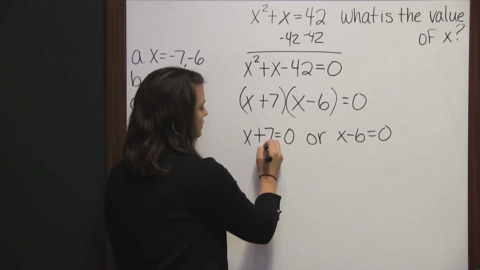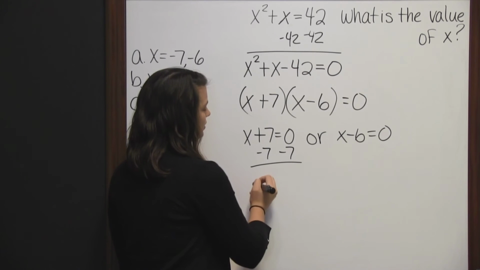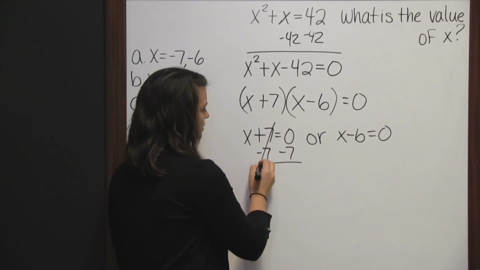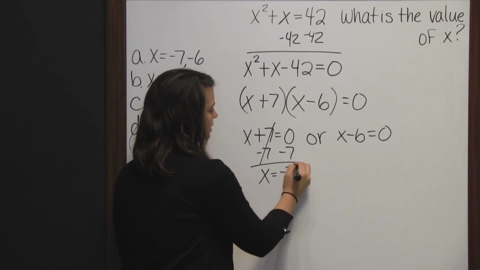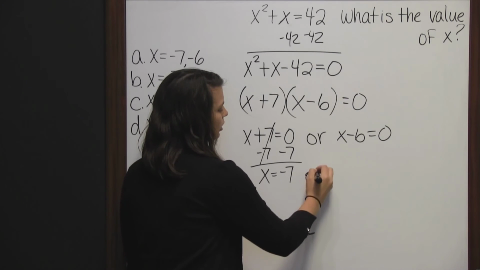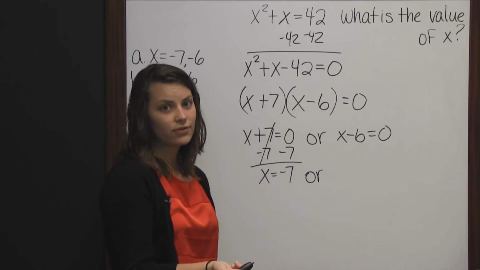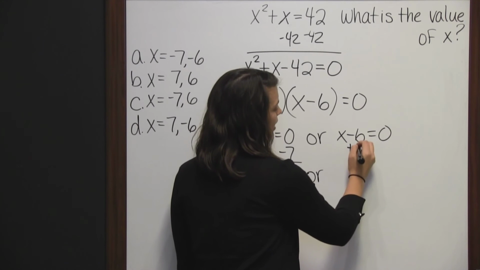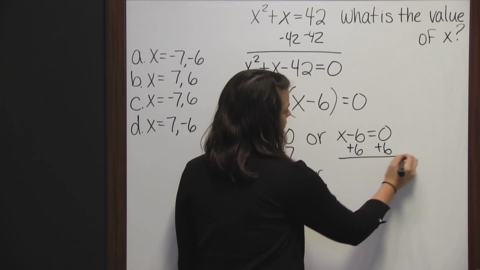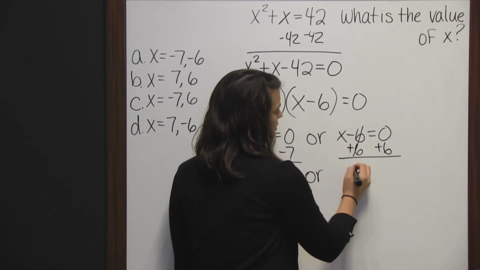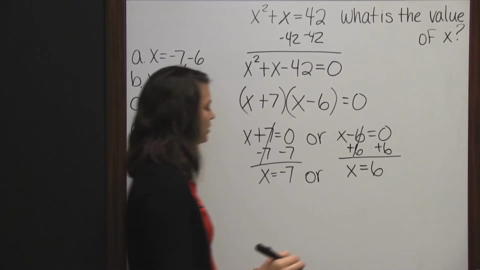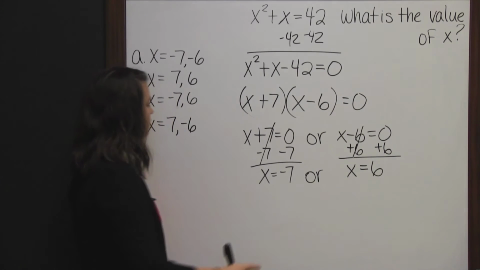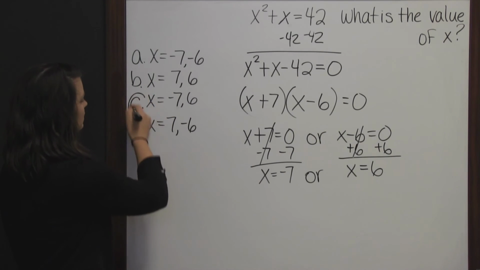And then we just solve for x in each equation. So to solve for x on this one, we need to subtract 7 from both sides. Bring down the x. Plus 7 minus 7 is 0. Bring down your equals. 0 minus 7 is negative 7. Or to solve for x in our second equation, we need to add 6 to both sides. Negative 6 plus 6 is 0, so x equals 0 plus 6, which is 6. Which means x is negative 7 or it is 6, and that's answer C.